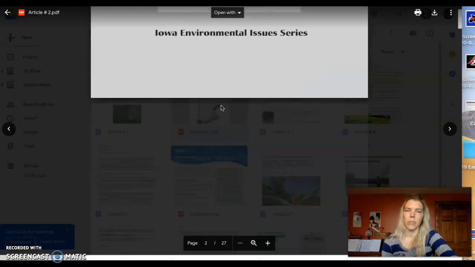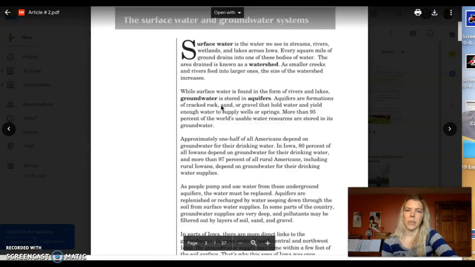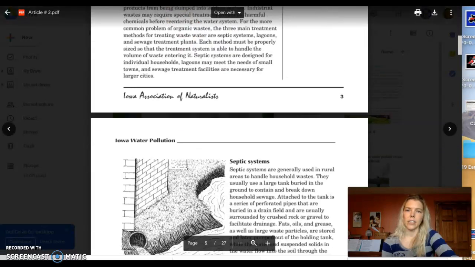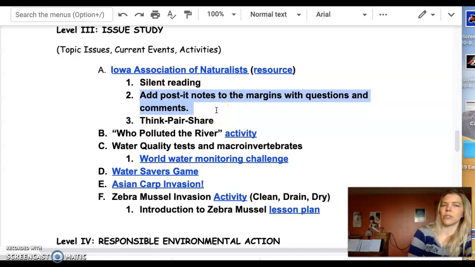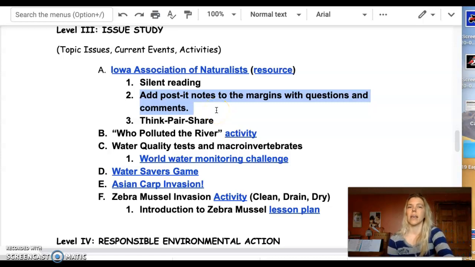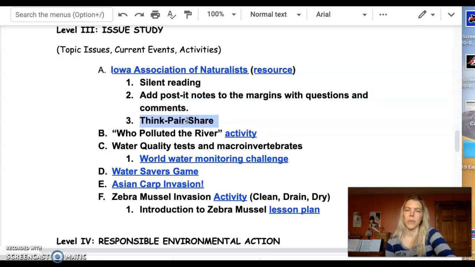Also, I have a couple of them in my classroom, and my idea with this is that this is 27 pages, so I thought this might be a nice silent reading, and then I'm going to ask them to add some post-it notes in the margins with some questions and comments. And then, if they finish a little early, maybe they can visit that Quizlet. Eventually, when everybody is done, we're going to do a think, pair, share.